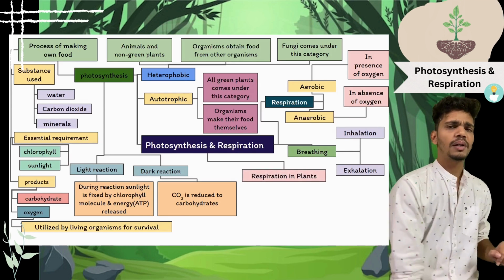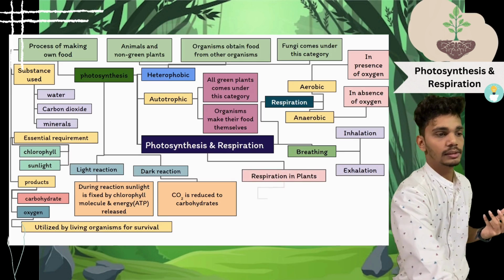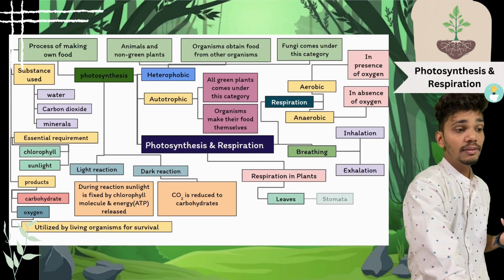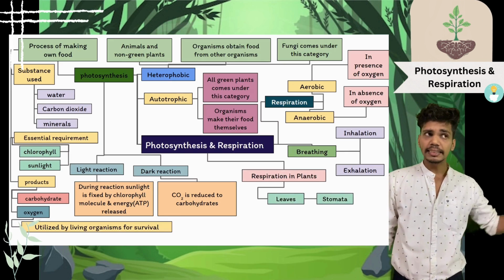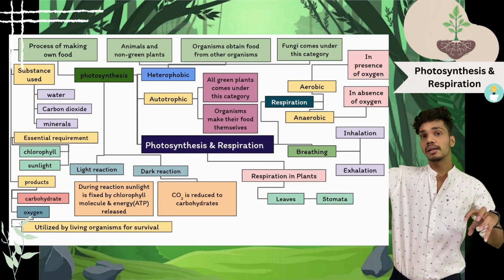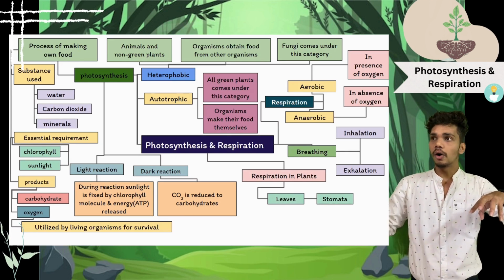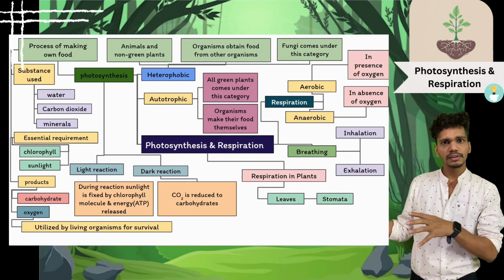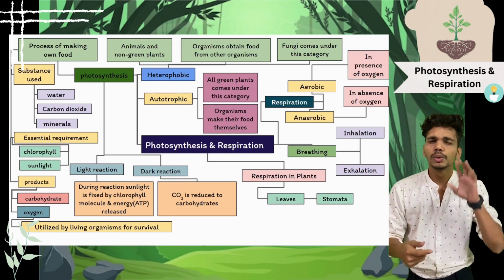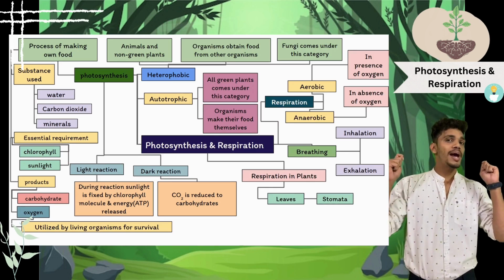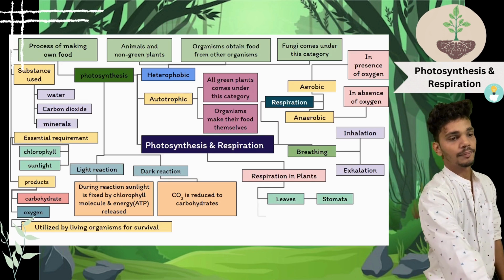Now respiration in plants. How does it go? Let's see. Yes, leaves are responsible for respiration. Exchange of gases: CO2 is taken in, oxygen is given out. So carbon dioxide is getting inside, oxygen is getting outside, the byproduct of photosynthesis, as we have just learned. Sir, who is responsible for the exchange of gases? Stomata. Yes, the stomata is responsible for the exchange of gases.